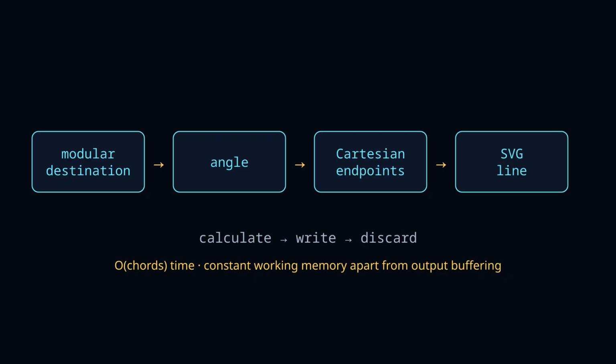The loop performs constant work for every visible chord, so rendering time and SVG size grow linearly with the chord count. The implementation does not build an array of all points or all lines in memory. It calculates endpoints and streams each element directly to the file.